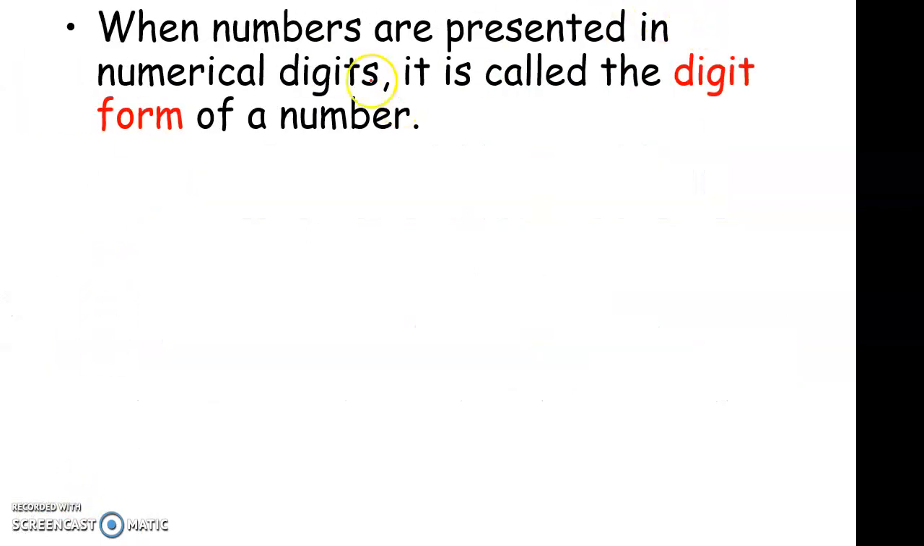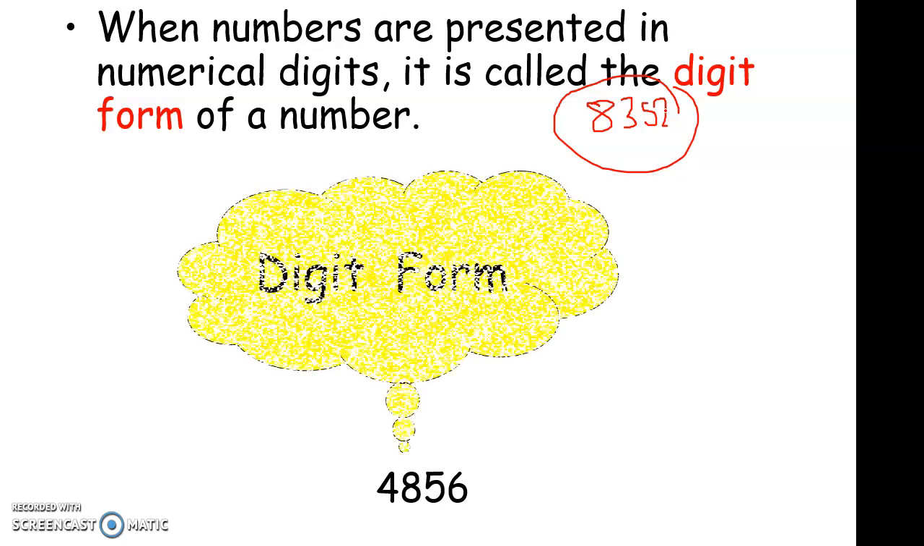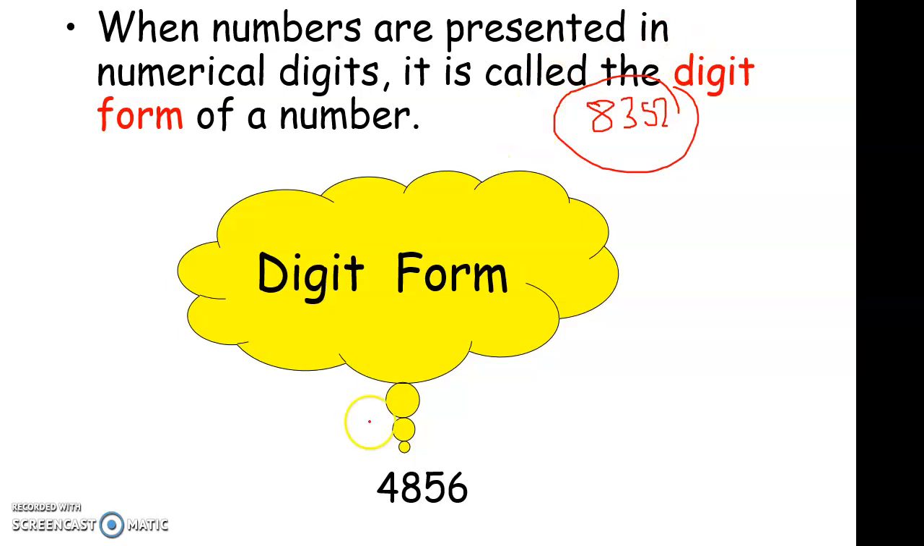When numbers are presented in numerical digits, it's called the digit form of a number. For example, when I write 8,352, this form, we write it in digits, so we name it digit form of a number. Now, for example, 4,856, this form, we name it digit form of a number. Okay, so this form, we name it what? Digit form.